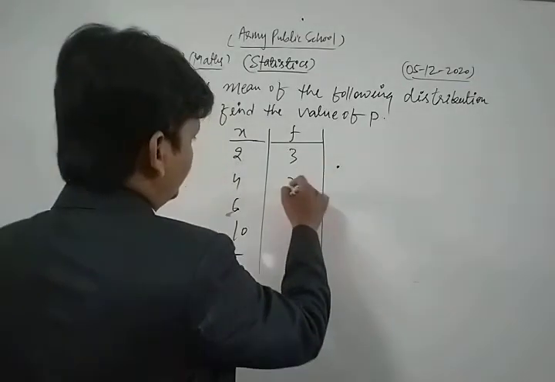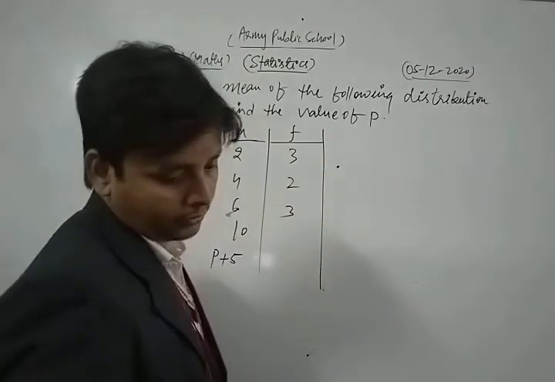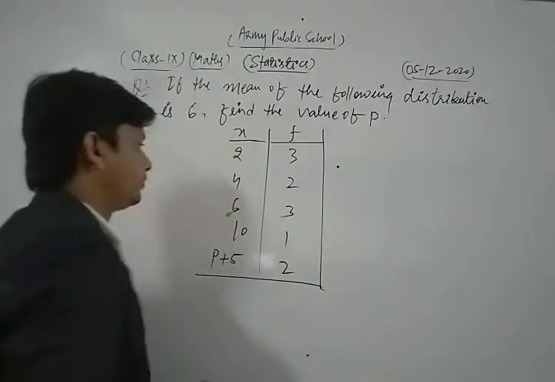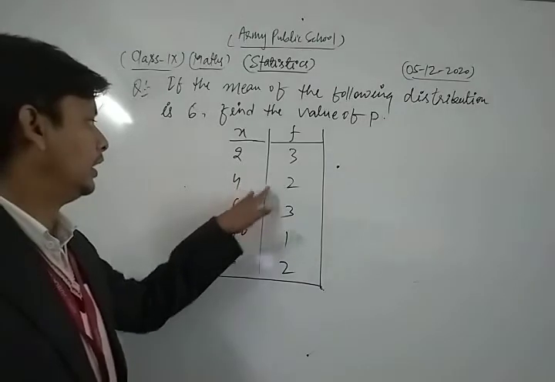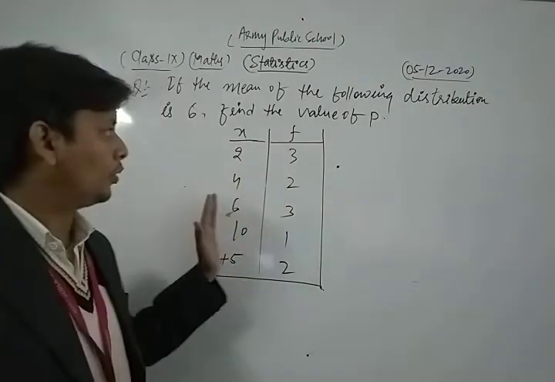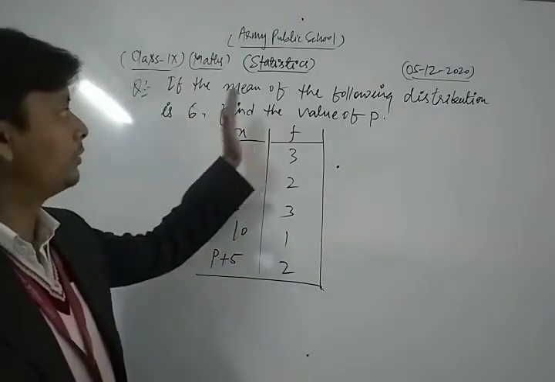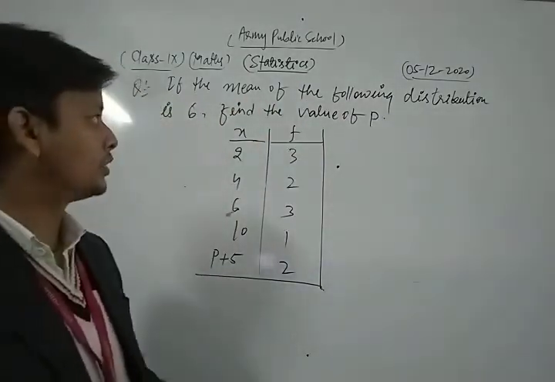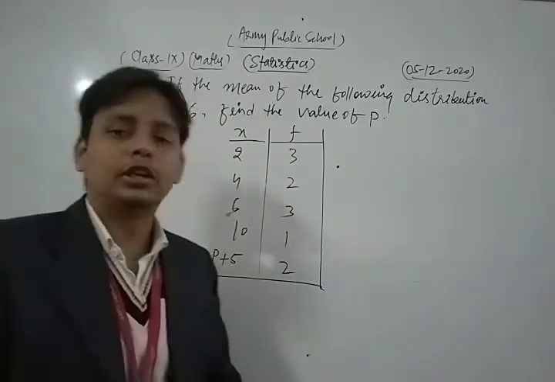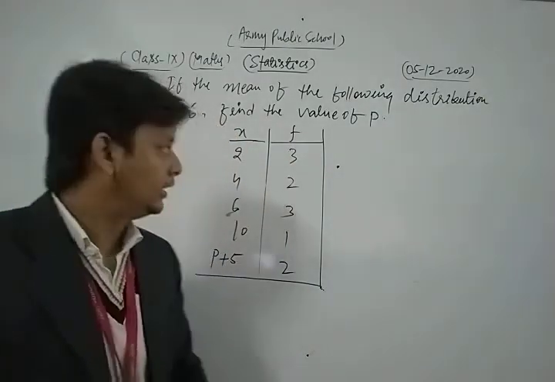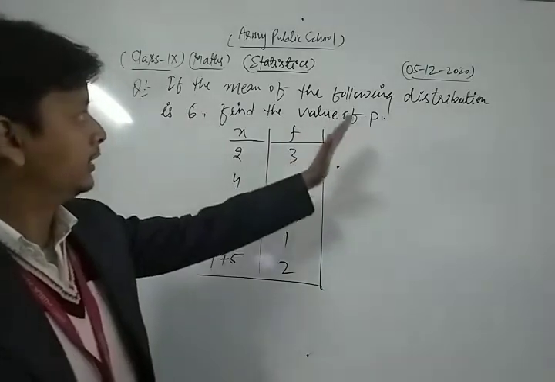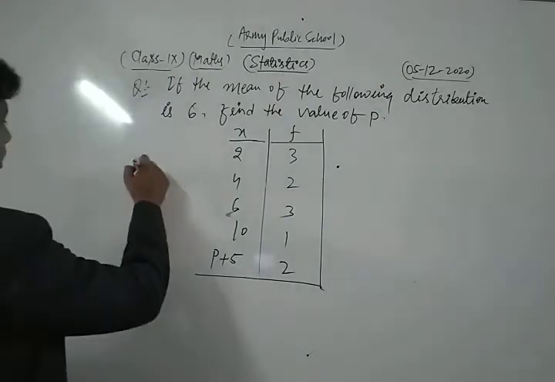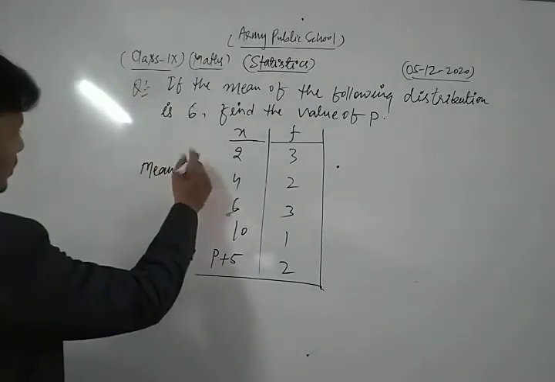3, 2, 3, 1, 2. Okay, dear friends, let's see. This is the question here. If the mean of the following distribution is 6, find the value of p. Here the mean of the given distribution is 6, dear student. The mean is given as 6.